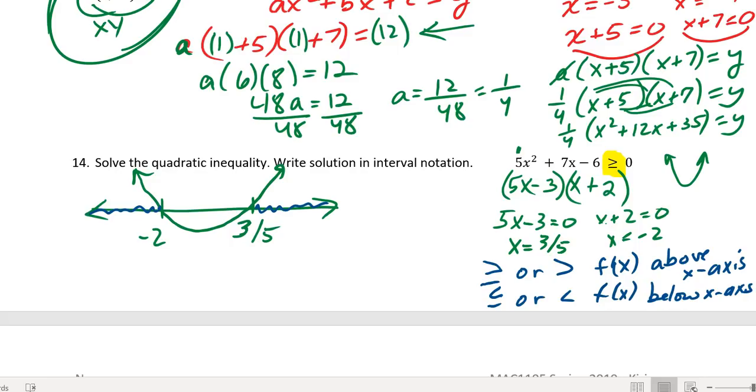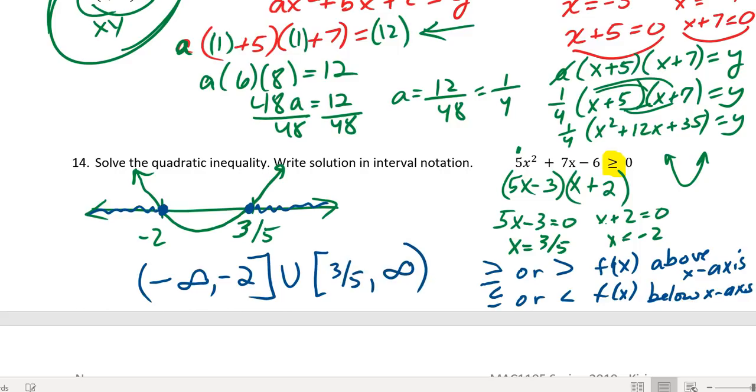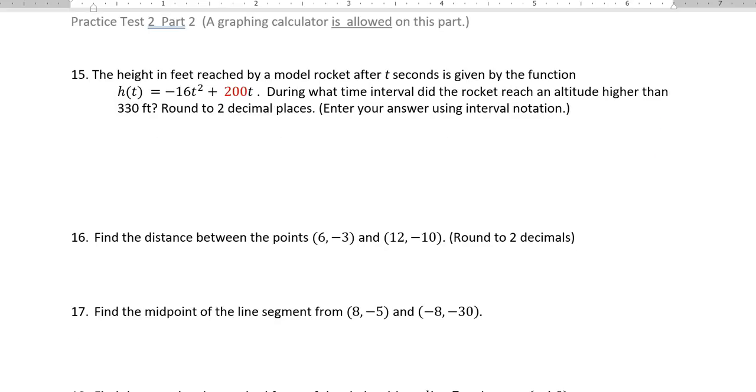So my last step is just to decide, am I going to include those zeros? And I look at the inequality sign. If it has an equal in it, so for example, greater than or equal or less than or equal, then you will include those endpoints. So it's going to be -∞ to -2 with a bracket, in union with 3/5 to infinity. Now, a couple people have had questions on the homework, so I want to remind you, infinity always gets a parenthesis.